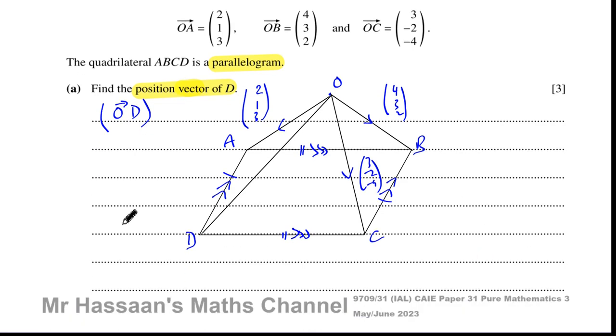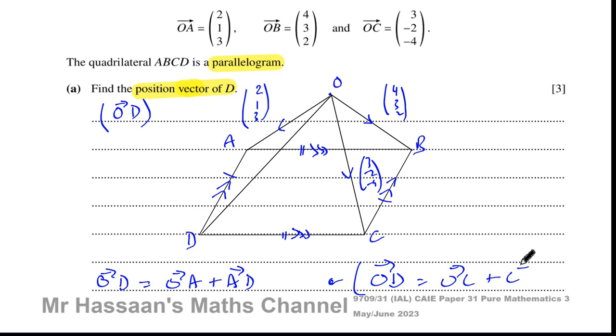So how do we do that? How do we know what AD is if we don't know what D is yet? Well, this is how we do it. We know OD would be given by OA plus AD. We could also do it as OC plus CD, so that would also work. You can say OD is equal to OC plus CD. Both of them should give us the same answer, and I'll show you how it works for both of them.